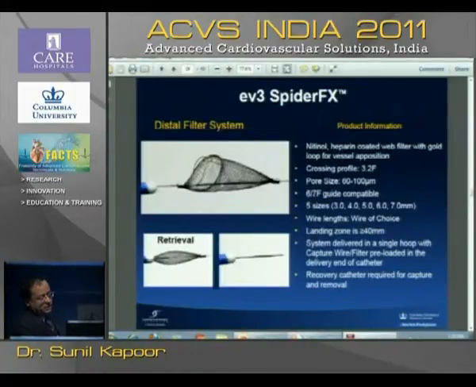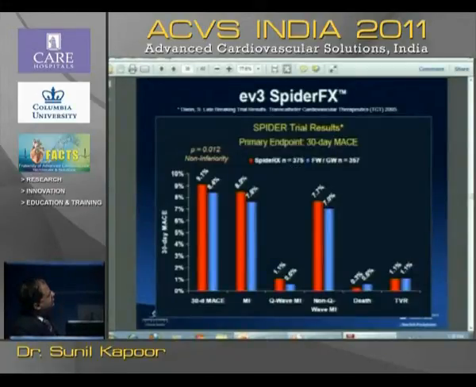So when you use an EV3 Spider, you need to have a slightly longer landing zone. And then a recovery catheter is required for capture and removal. As you know, the recovery catheter is attached. The blue one is the recovery catheter segment that usually sheaths quite easily. Next slide. This is again the Spider results: 30-day MACE, MI, Q-wave MI, non-Q-wave MI, death, and TVR. So fairly good results. Next slide.